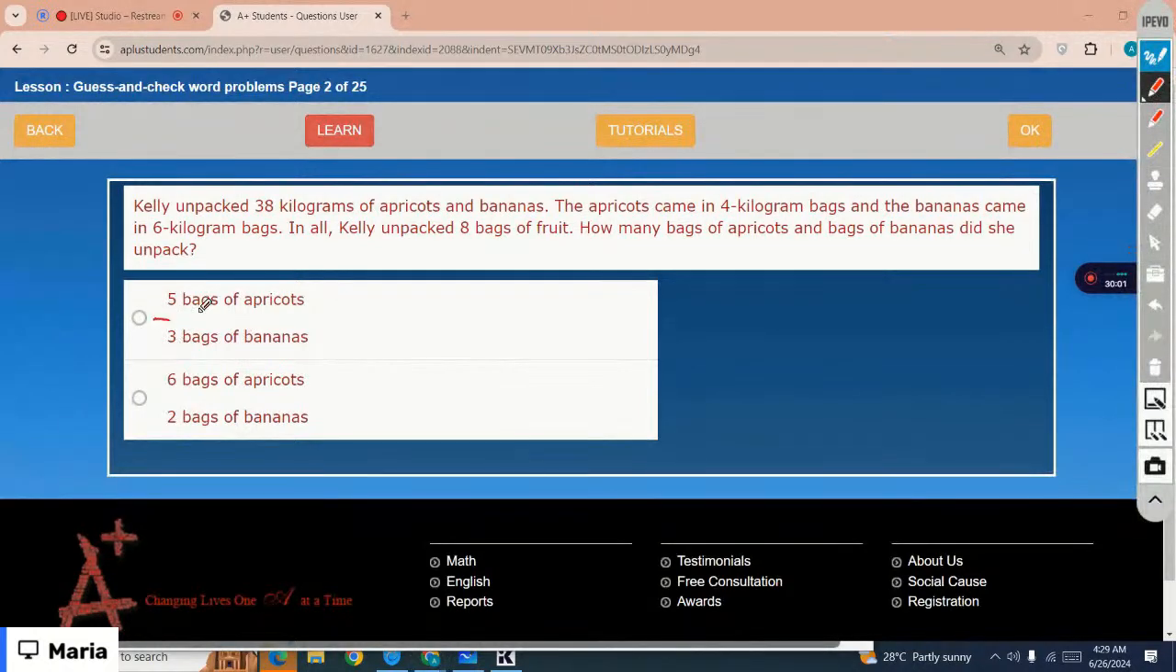So let's suppose 5 bags of apricot and 3 bags of banana. We have to make 38. The apricots came in 4 kilograms, so 5 times 4, and the bananas came in 6 kilograms, so 3 times 6. Let's see if they make 38. 20 plus 18. Yes, together they make 38. So the correct option is option number 1. There must be 5 bags of apricot and 3 bags of banana, right? Got it?